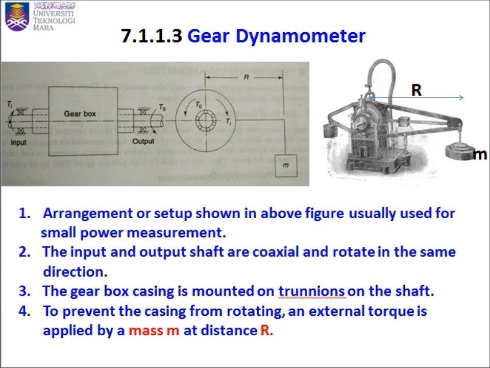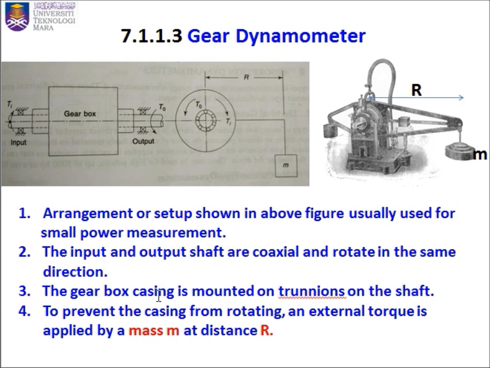Next, we move to gear dynamometer. The gear dynamometer arrangement or setup shown in the above figure is usually used for small power measurement. In this figure, the input and output shaft are coaxial and rotate in the same direction.